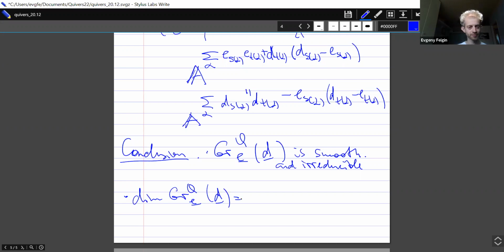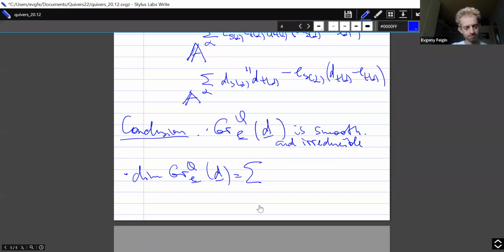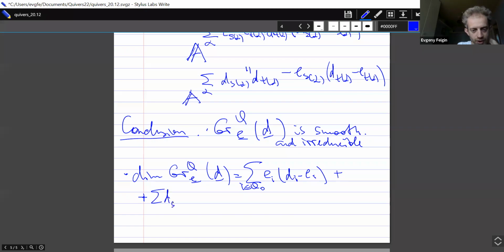So how to compute the dimension of this variety? We can take the sum of the dimension of the fiber and the dimension of the base. Absolutely. So what's the dimension of the base? It's the sum of dimensions at each point, e_i(d_i minus e_i), over i from Q_0. And then plus the sum over alpha of d_s(alpha) d_t(alpha) minus e_s(alpha) e_t(alpha).